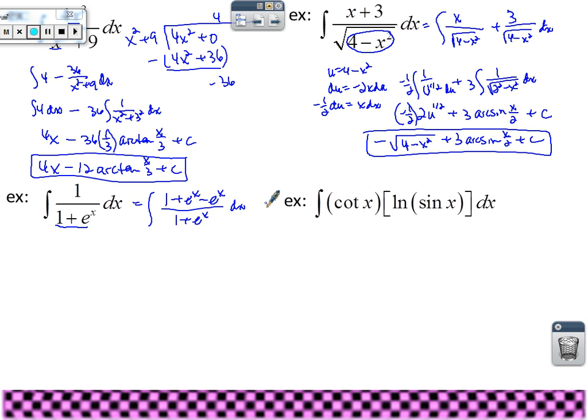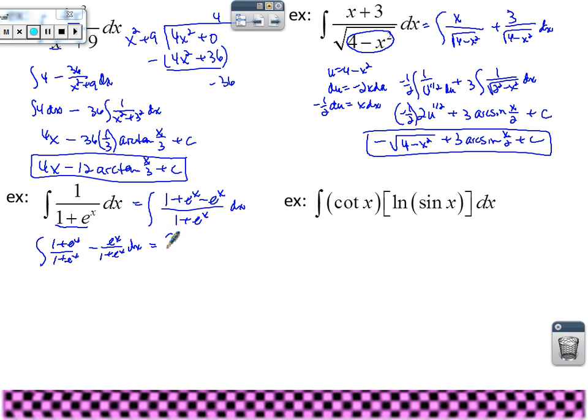I could do a u sub now, right? Because I could set the bottom equal to u, and then I would have the e to the x. So let's do that. Let's split it. So I have 1 plus e to the x over 1 plus e to the x minus e to the x over 1 plus e to the x dx.